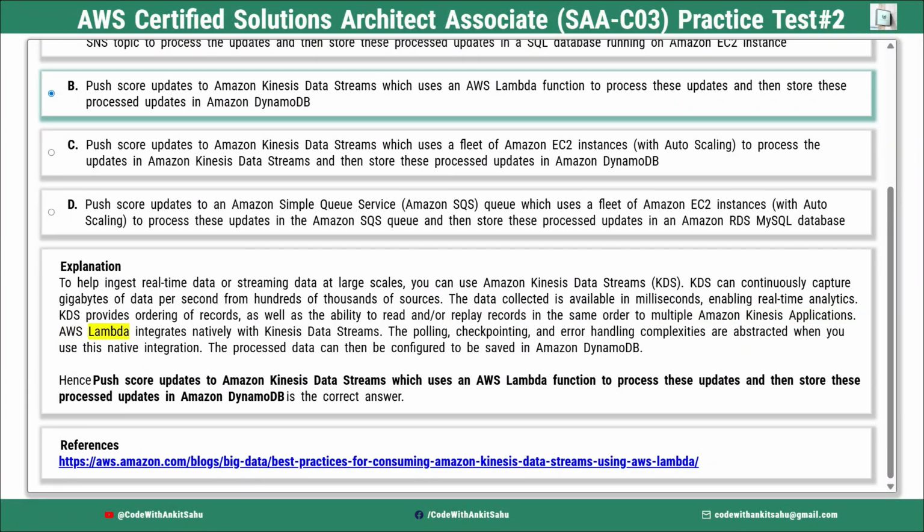multiple Amazon Kinesis applications. AWS Lambda integrates natively with Kinesis data streams. The polling, checkpointing, and error handling complexities are abstracted when you use this native integration. The processed data can then be configured to be saved in Amazon DynamoDB. Hence, push score updates to Amazon Kinesis data streams, which uses an AWS Lambda function to process these updates and then store these processed updates in Amazon DynamoDB, is the correct answer.